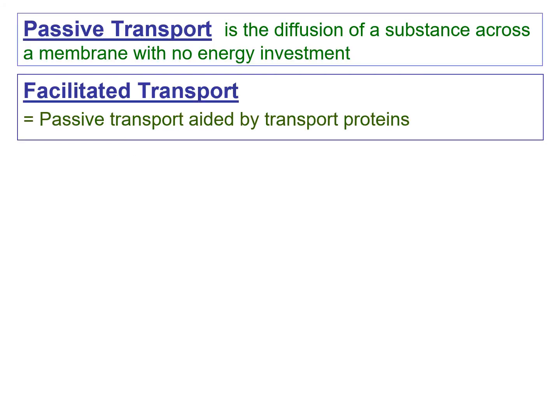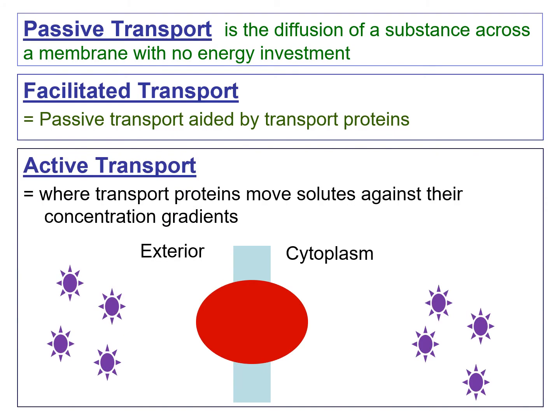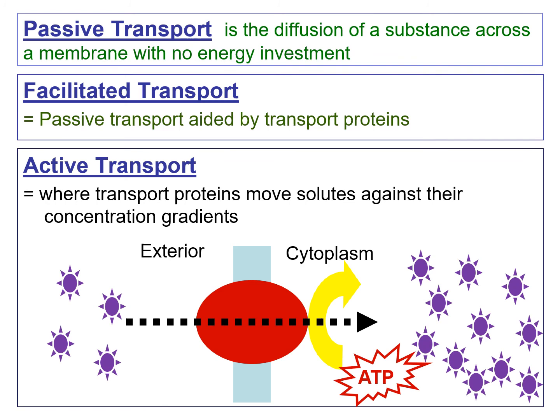So once again, we've got passive transport where there's simple diffusion of a substance across a membrane with no energy investment. Facilitated transport is a special case of passive transport. So it's transport using a channel protein, or in some cases, a transporter protein. And then we have active transport, which is going to require energy and will allow us to move things against their concentration gradient, which is quite often what needs to be done.